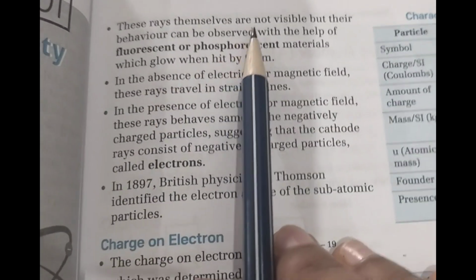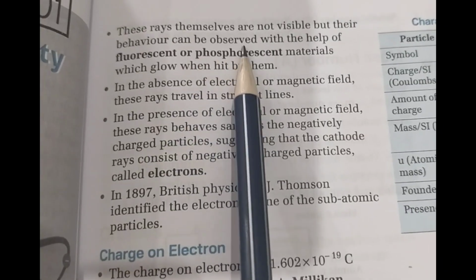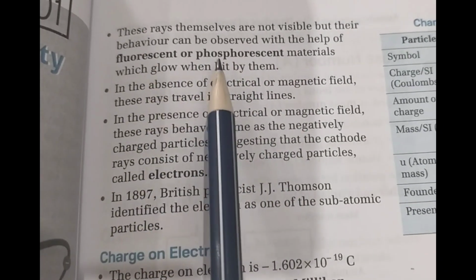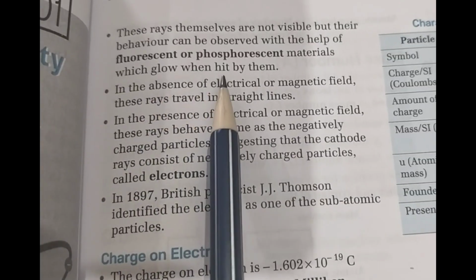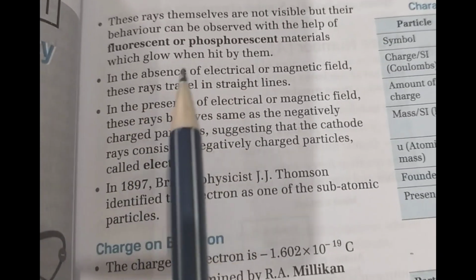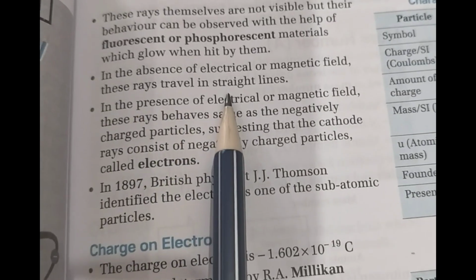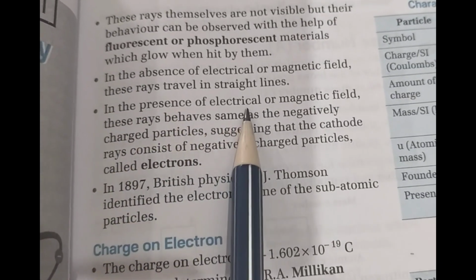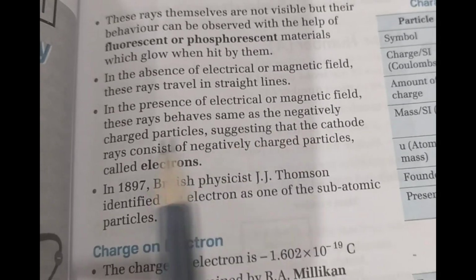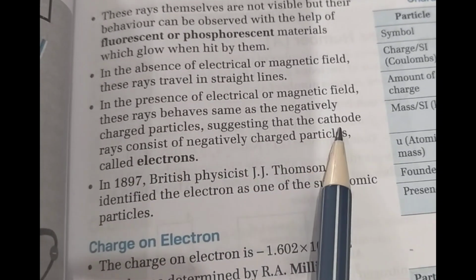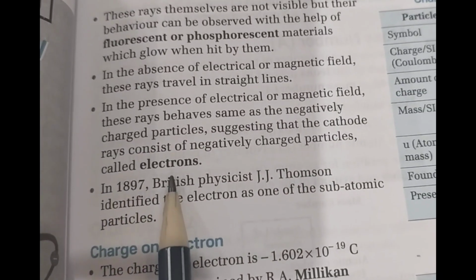These rays themselves are not visible, but their behavior can be observed with the help of fluorescent or phosphorescent materials which glow when hit by them. In the absence of an electrical or magnetic field, these rays travel in a straight line. In the presence of an electrical or magnetic field, these rays behave the same as negatively charged particles, suggesting that the cathode ray consists of negatively charged particles called electrons.